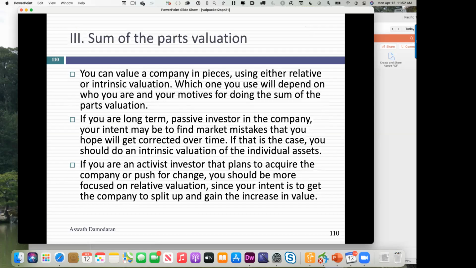Which brings me to sum of the parts valuation. As I said, activist investors increasingly are targeting multi-business companies because they want to split them up and sell off the pieces. And as an activist investor, to the extent that you're doing this because you want the underlying cash flows, you could argue that this is one of the few arenas where you might actually want to do an intrinsic valuation of the pieces to see what each piece is worth. But to do that, you need information on each piece. So I keep looking for companies where I have the pieces in place.